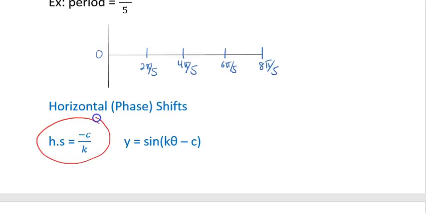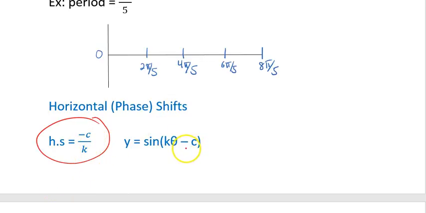Make sure you know you have somewhere important. Horizontal shift is negative c over k. Your k is still the number in front of your theta, so that's not changing, and you will still calculate your period using that k. But you know you have a horizontal shift when you have a minus or a plus right here with this c. And so we will use the negative of that value, whatever that value is, over k to figure out our shift.